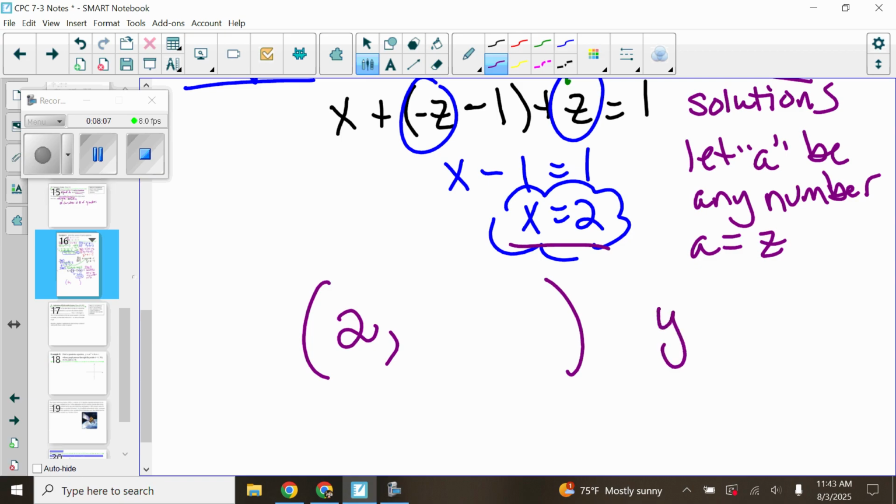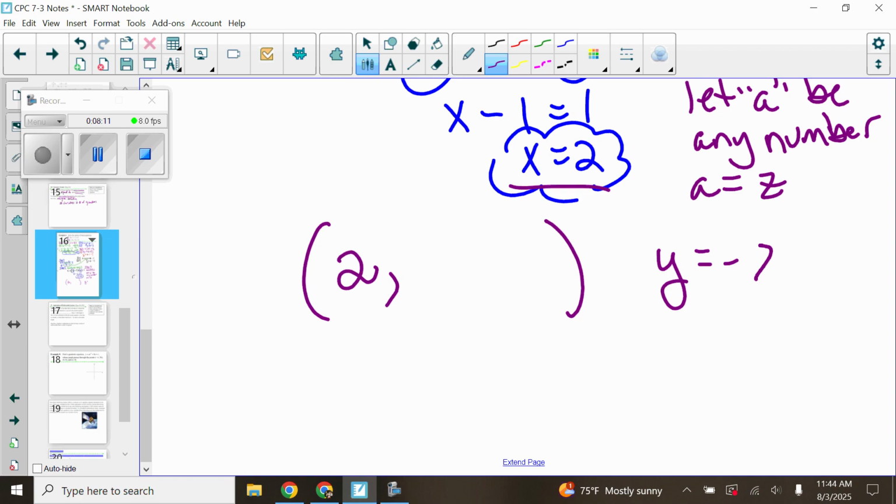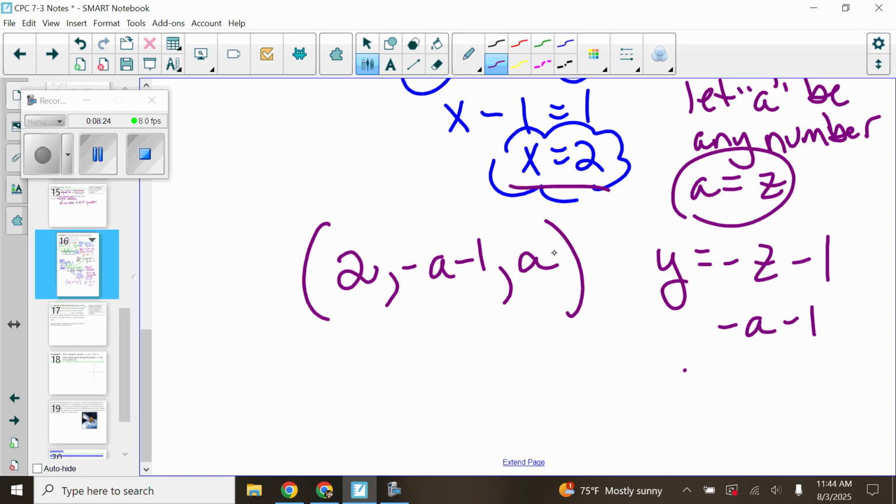My expression for Y is the opposite of Z minus 1. So if I let A be that Z, that means my Y value would be the opposite of A minus 1. So all my Y's are going to be of that format. And then my Z value is just going to be that A. So I have my solutions, my non-unique solutions, right? I'm not going to get a single ordered triple. I'm going to have all the values that meet that scenario.